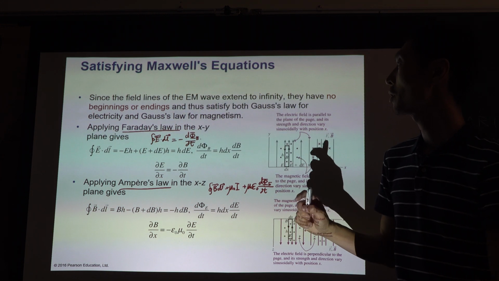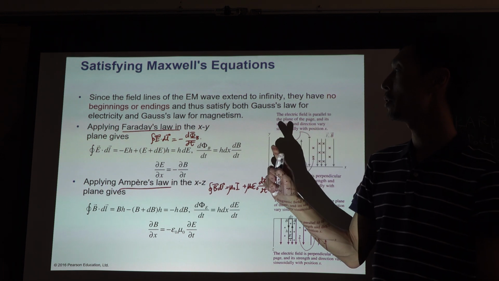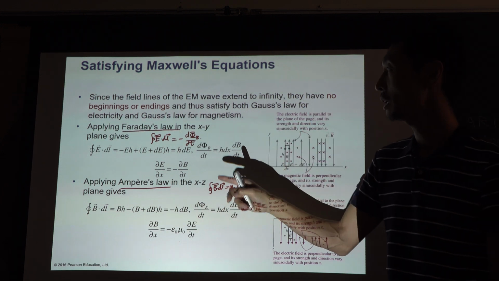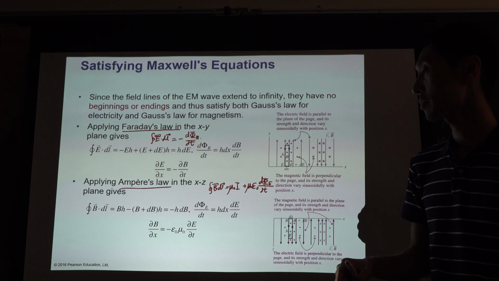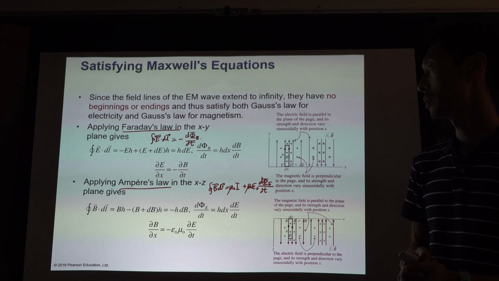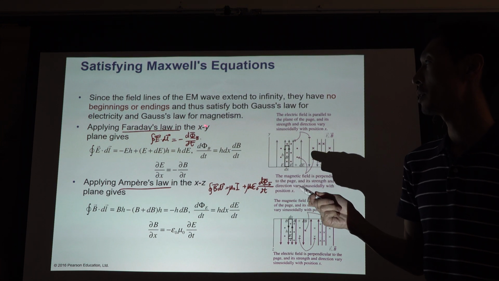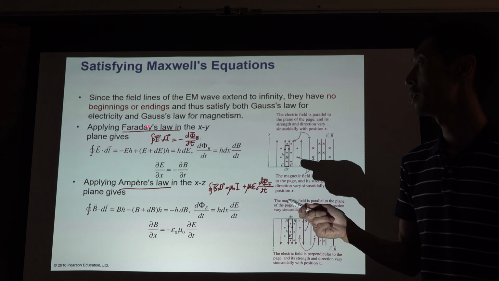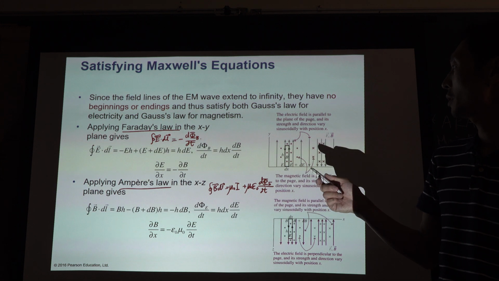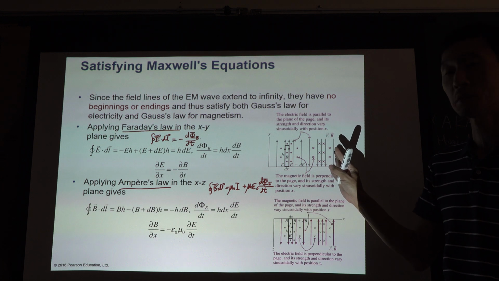Since the field lines of electromagnetic waves extend to infinity, they have no beginning or ending, and that satisfies both Gauss's law for electricity and Gauss's law for magnetism. So that's okay, right? Then let's try to apply Faraday's law. If you remember, Faraday's law is something like this. If you change the magnetic flux, then there will be electric field. Then let's look at the electric field in this figure.